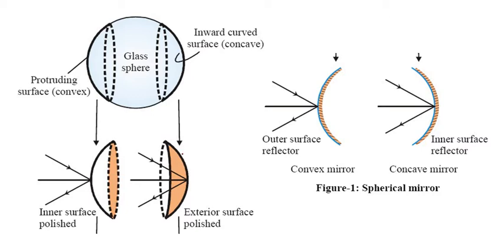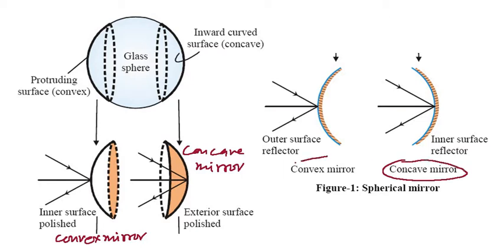It is not convex, it is concave mirror. So you can say it is concave mirror. If the polish is inside, then that is the convex mirror. So you can see here polish is inside and here is outside polish. So that is the concave mirror. It is written here. And that one is the convex mirror. So you can watch this one and this one. So our topic is this mirror, spherical mirror.